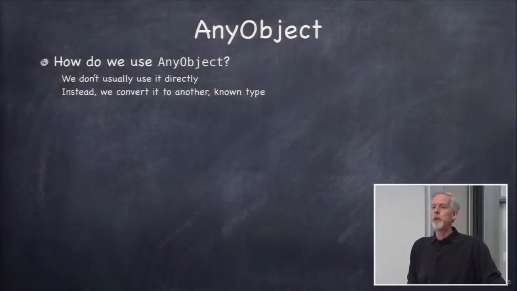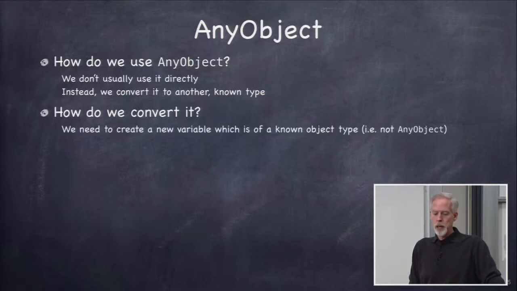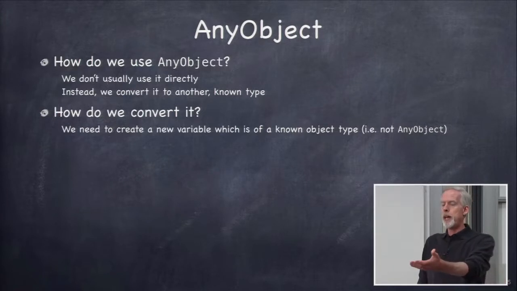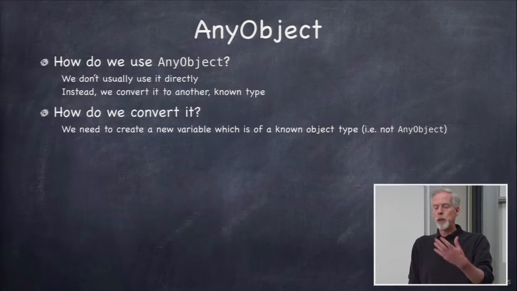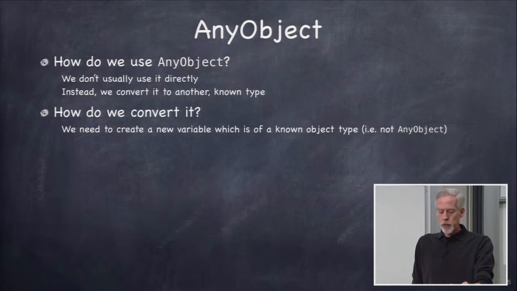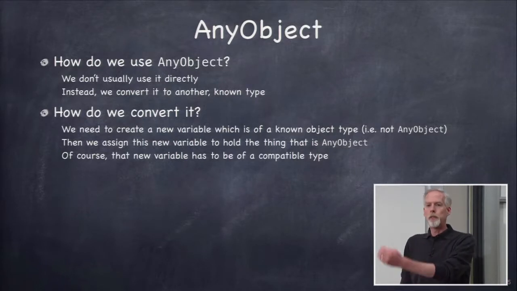And so to use it, we convert it to a type we do know. That's the only way we're really going to use any object: convert it to some class that we do know, right? And we do that by creating a new variable. So we've got some any object. It was an argument to a method, or it's a local variable, or something like that, and we want to convert it. So we're going to create a new variable of the type we want to convert it to. Okay, and we're going to assign this new variable to be equal to that any object thing converted.